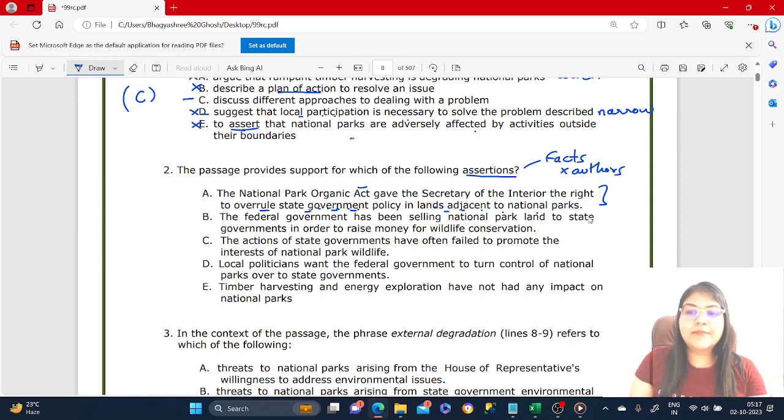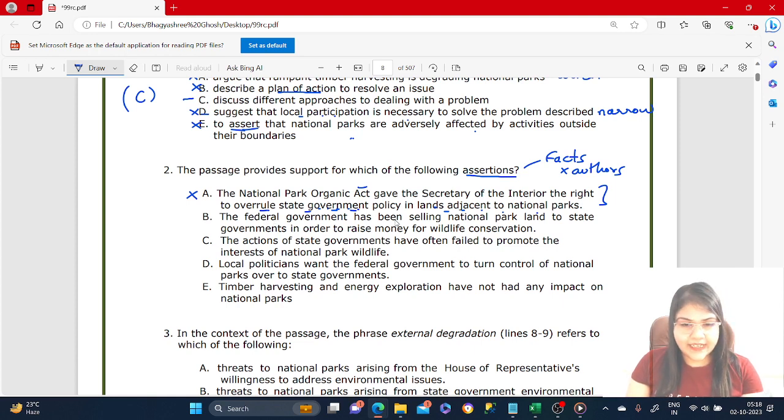This one is something which would support the author's opinion, but we need it for the passage. So we cannot go with A. Understanding? Because this overruling thing is not what is required as the assertion. Well, now the second, let us see.